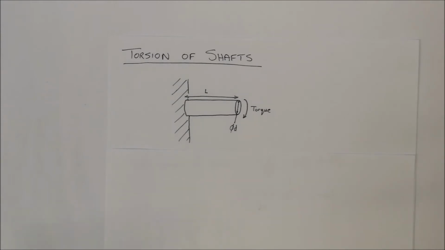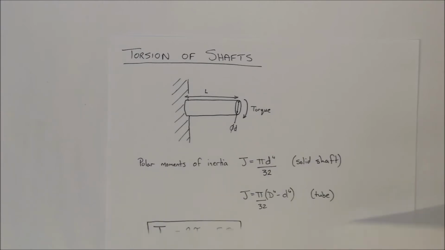Now torsion of shafts can often be associated with motor shafts. If there's some torque on a motor shaft and the motor is spinning, and there's some other power in terms of the motor spinning, that is going to cause that specific shaft to have some torque on it, and therefore there's going to be some torsion acting on it. Okay, so let's have a look at a few equations that you need to be familiar with.